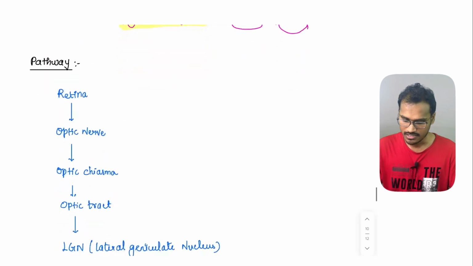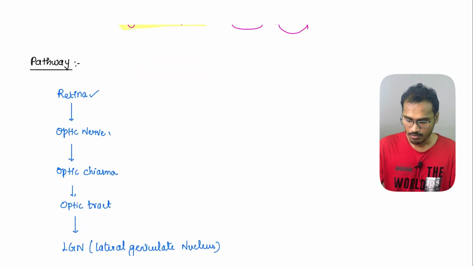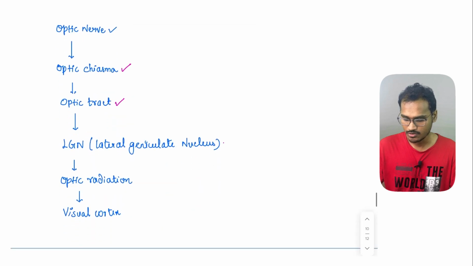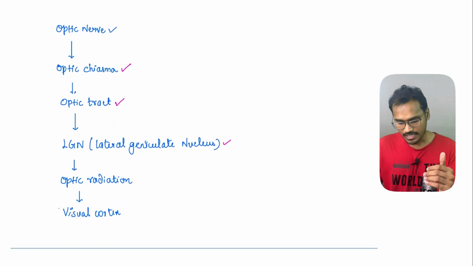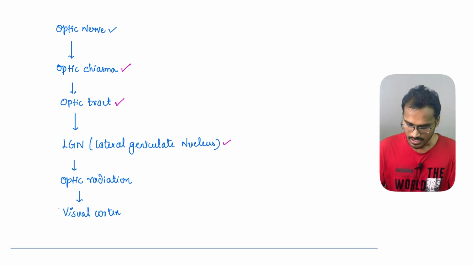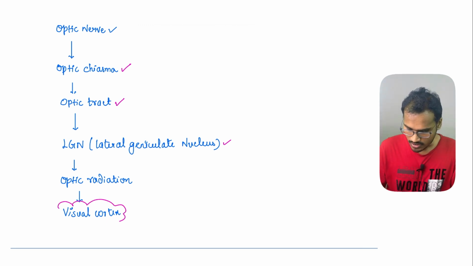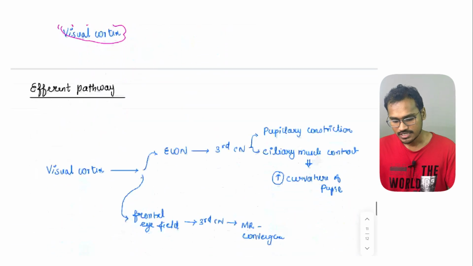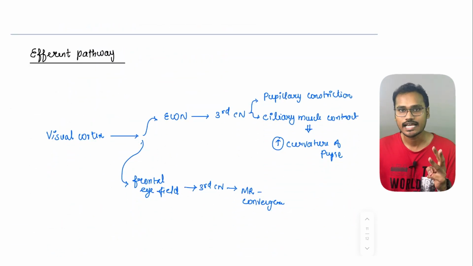So from the retina, the same thing starts. It goes to the optic nerve, then the optic chiasma, then the optic tract, till the lateral geniculate nucleus. It is the same pathway. Then after that, via the optic radiation, it is going to go to the visual cortex. Whereas in the previous pathway, it was a little different. So it is going to go to the visual cortex.